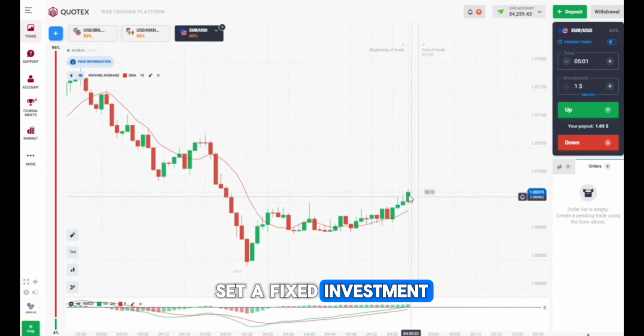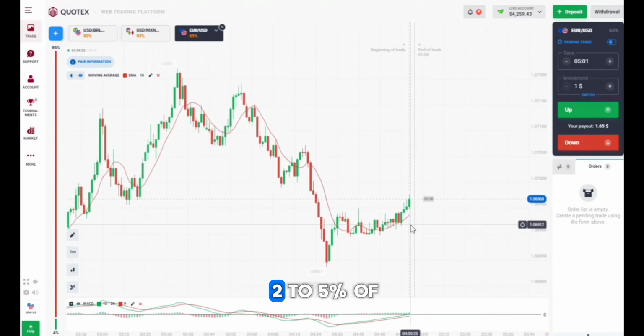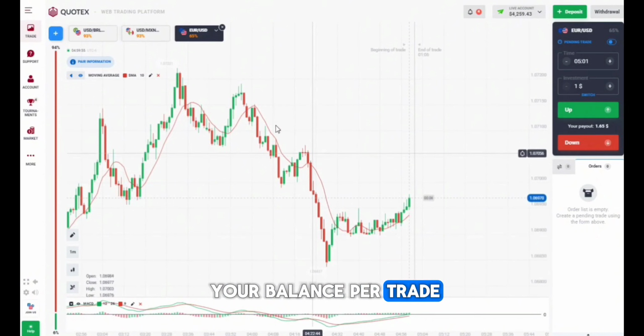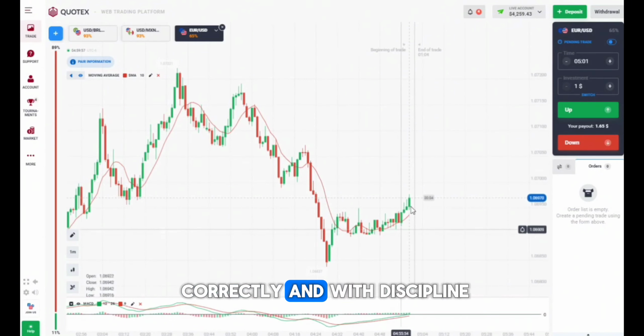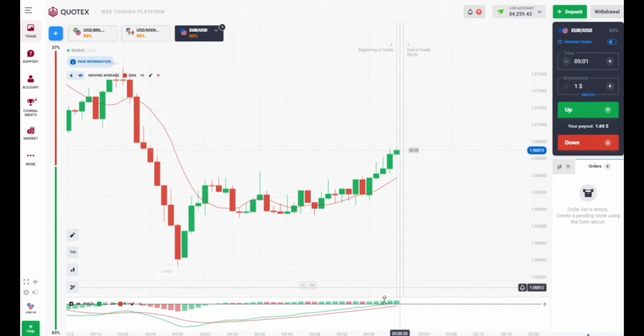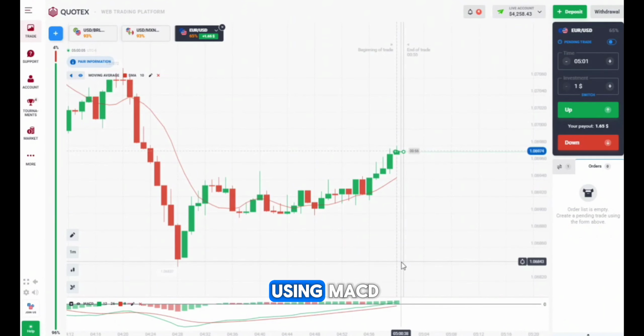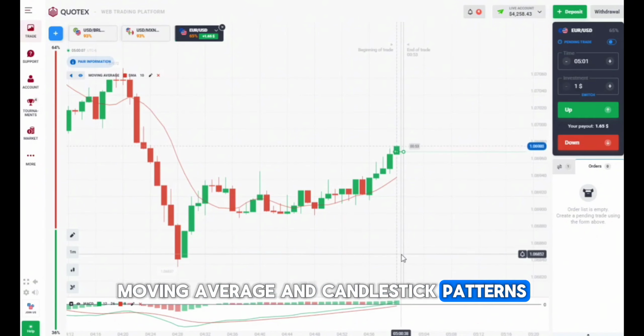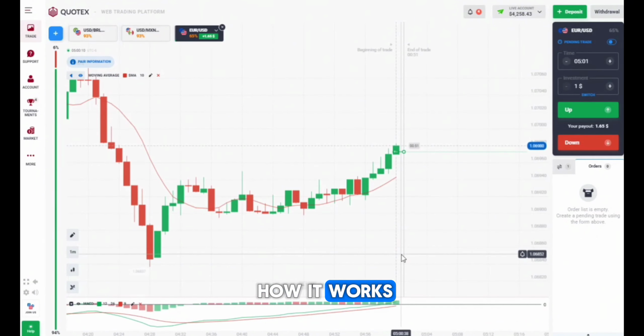Set a fixed investment per trade. Never risk more than 2 to 5% of your balance per trade. If you use indicators correctly and with discipline, they can significantly improve your trading success. I placed a trade using MACD, moving average and candlestick patterns to show you how it works.